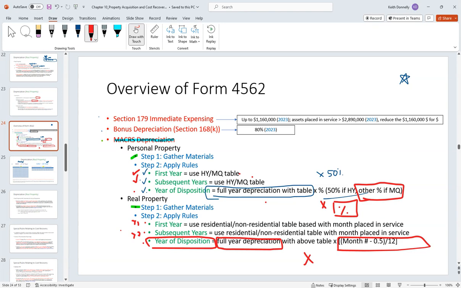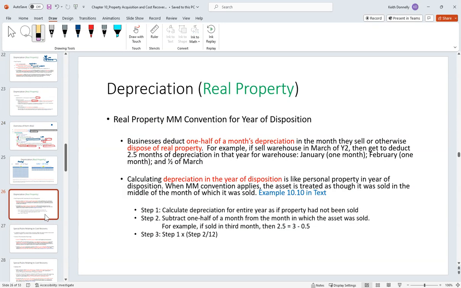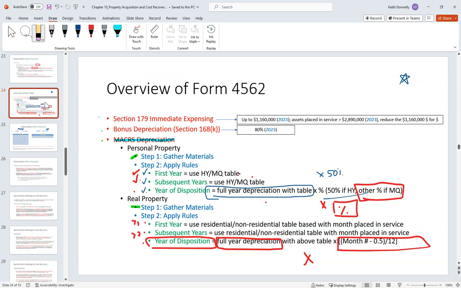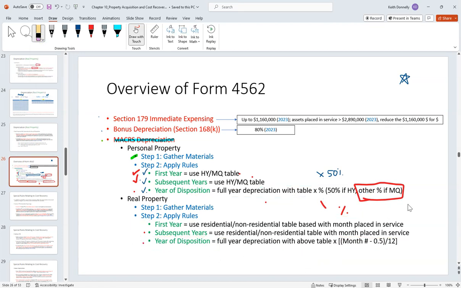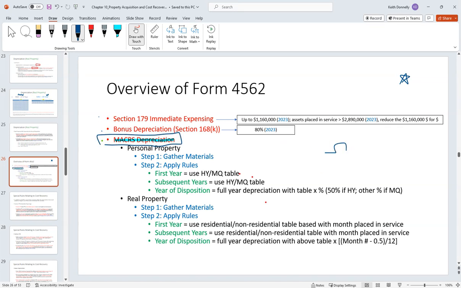All right. So that's the setup. It's not super complicated. It's hard in the sense that there are a lot of different tables in play and you've got to be careful with it. But if you go slow and you're organized, it's not that bad. So a quick 5-minute summary: we're talking about MACRS depreciation. There's personal property used in a business and real property used in a business.